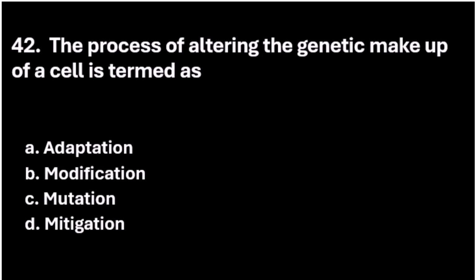Next question. The process of altering the genetic makeup of a cell is termed as: option A, adaptation; option B, modification; option C, mutation; and option D, mitigation. The right answer is option C, mutation is the process of altering the genetic makeup of a cell.